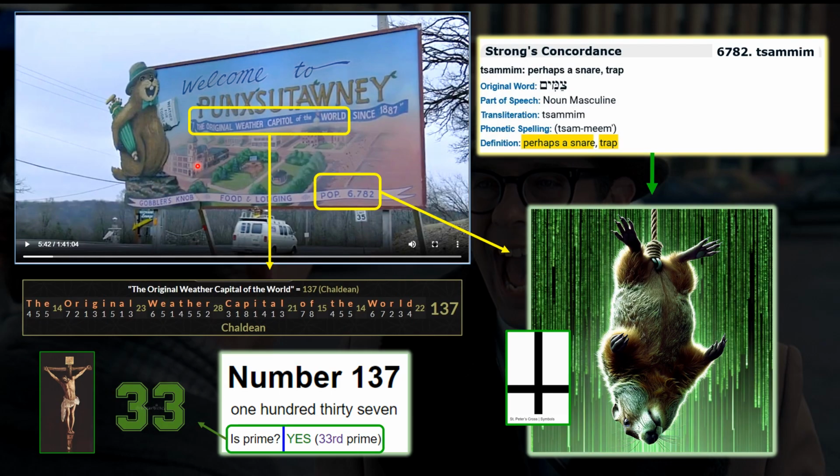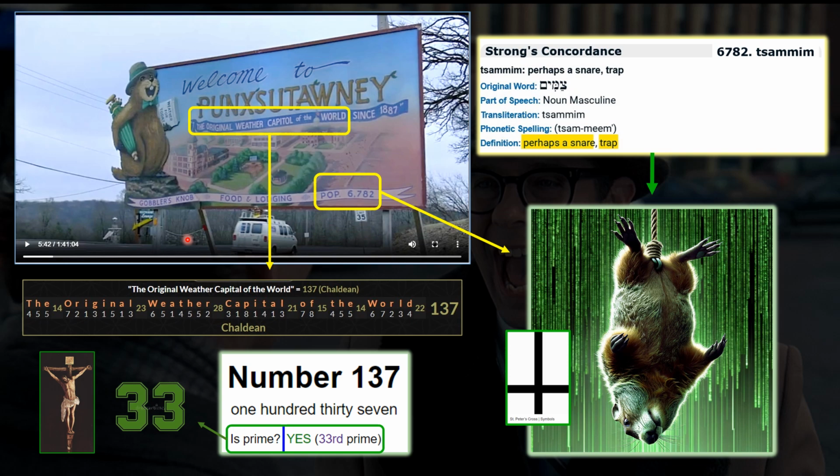Looking further into the sign, we see that under the "Welcome to Punxsutawney" it says the original weather capital of the world. The original weather capital of the world sums to the number 137 in Chaldean. The number 137 is a special number. It's known as the 33rd prime number. The number 33 is one of the three master numbers, 11, 22, and 33. And 33 is a number of ascension. It's the age and year that Jesus was crucified.